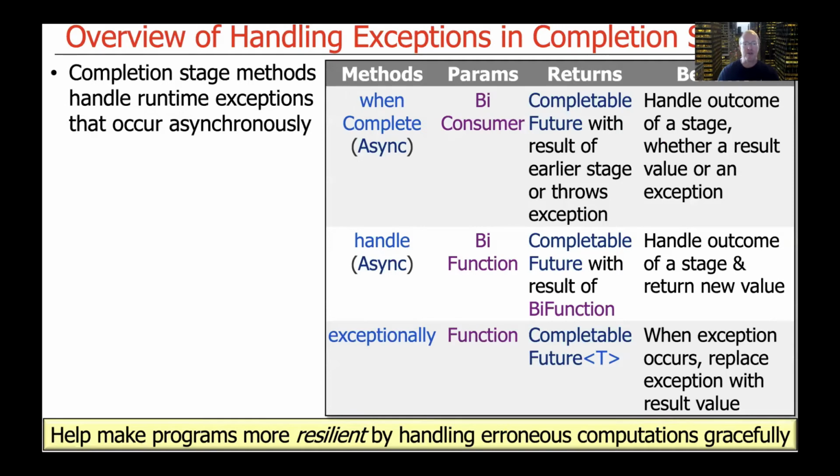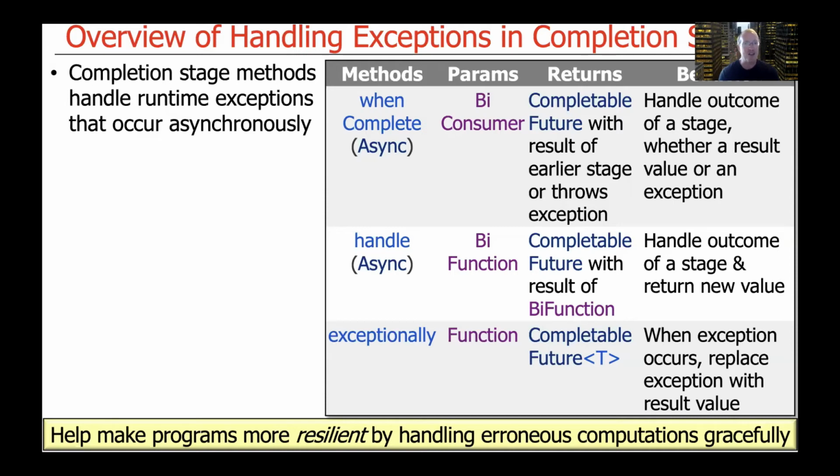There are three of these, and then there are different combinations of them. I'm going to first talk about what's in Java 8, and then about some enhancements added in later versions of Java. One is called whenComplete, which takes a BiConsumer and returns a CompletableFuture with a result of either the earlier stage, if all went well, or the exception if things go awry. It handles the outcome of a stage, whether it's a result value or an exception. whenComplete is an interesting case because it doesn't really interfere with any exceptions. It just gives you a way to deal with them if they occur.